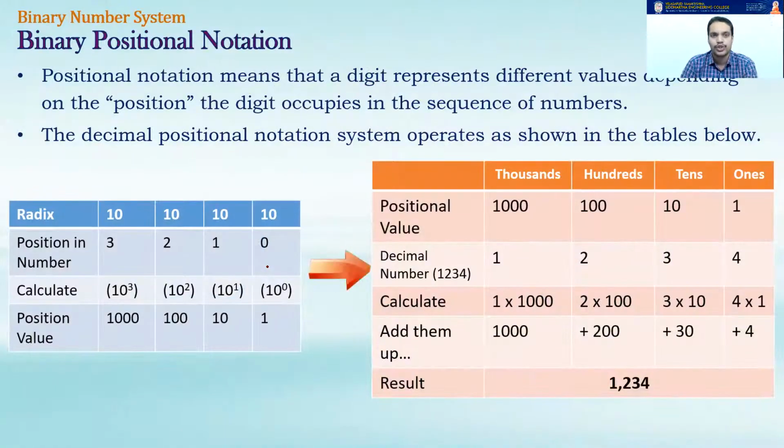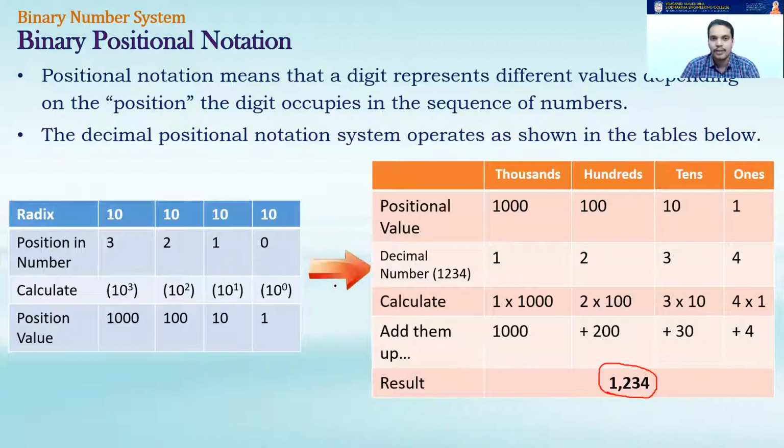Now this is the positional notation. It is very much known to most of you. Positional notation means that a digit represents different values depending on the position the digit occupies in the sequence of numbers. Specifically, let me take you straight to this particular example, which is 1234.